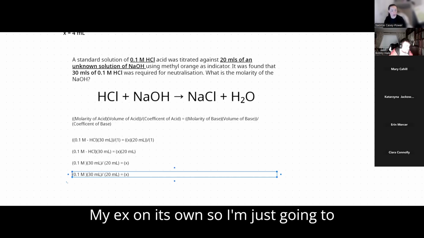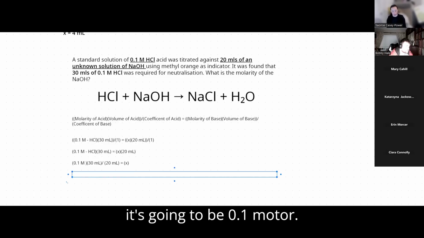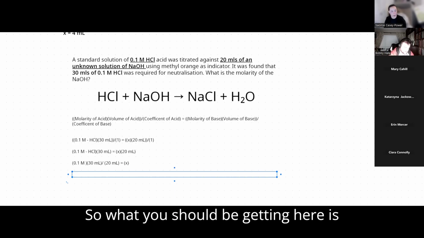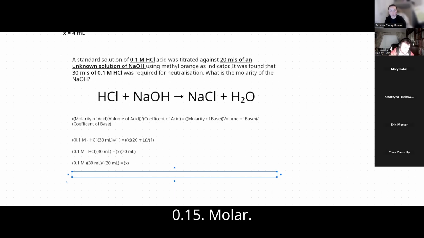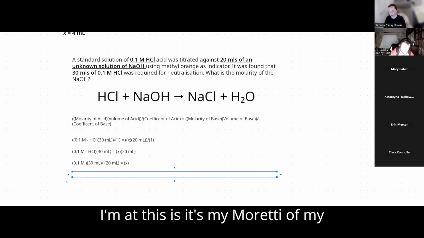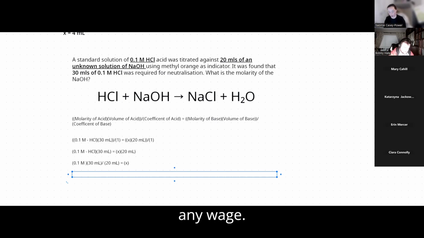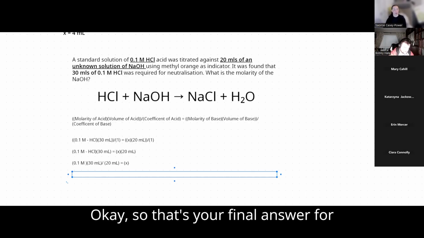So I'm just going to input all that into the calculator. It's going to be 0.1 molar multiplied by 30 ml and then divided by 20. So what I should be getting here is 0.15 molar. And this is my molarity of my NaOH. Okay, so that's your final answer for that one there.